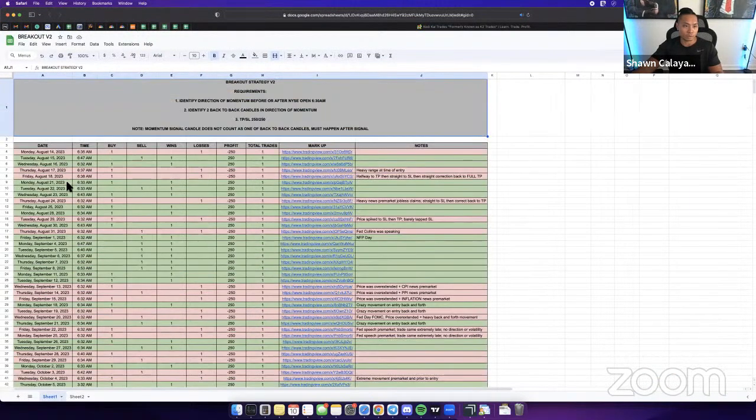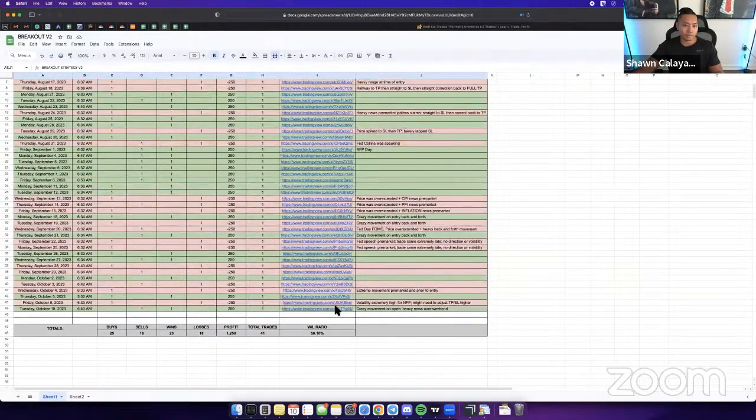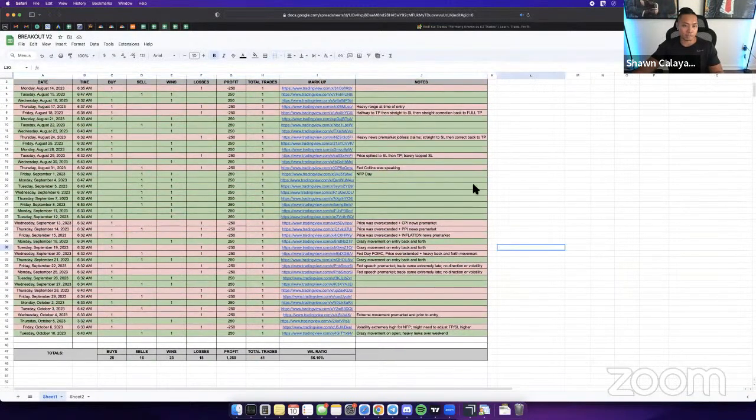From August 14th up until October 10th, it was a total of 23 wins, 18 losses, total profit of 1,250 pips, total trades of 41 trades with a win rate of 56.10%. This is a pretty good sample for this specific strategy because this is about 2 months of trading and it has above a 50% win rate. Since this is a 1-to-1 risk reward, you only need above 50% to be profitable.